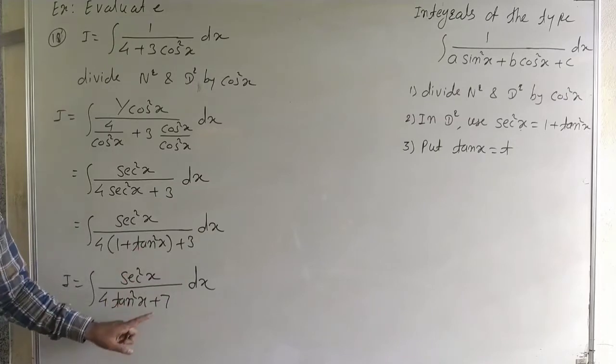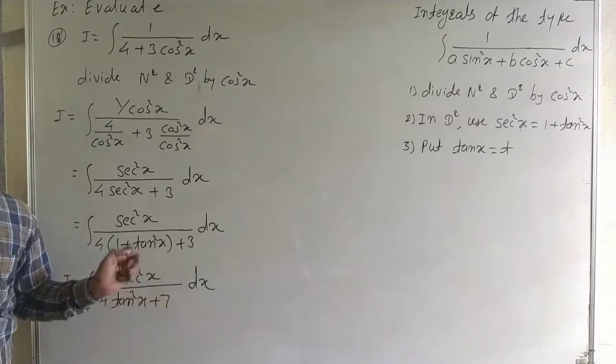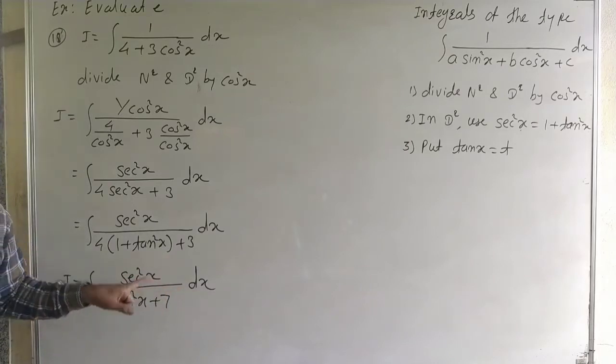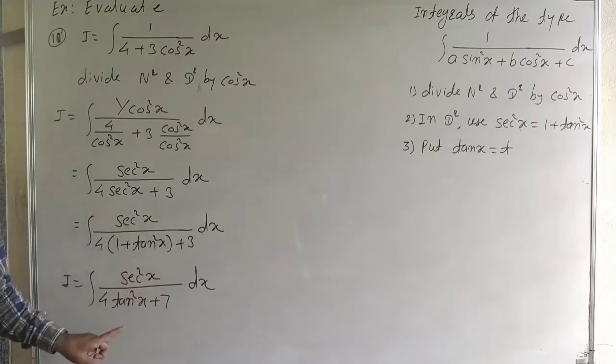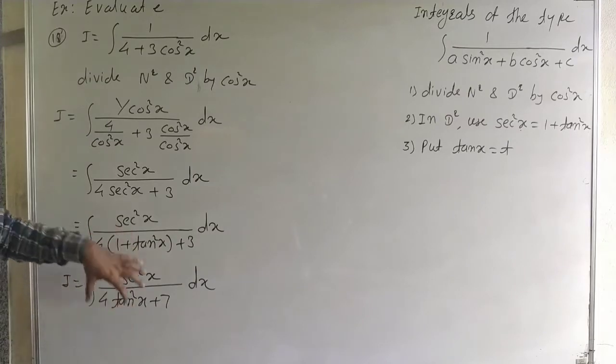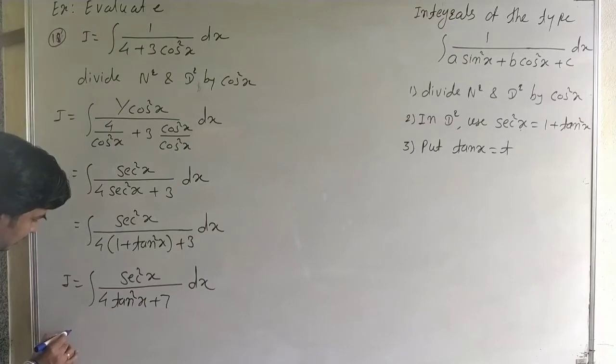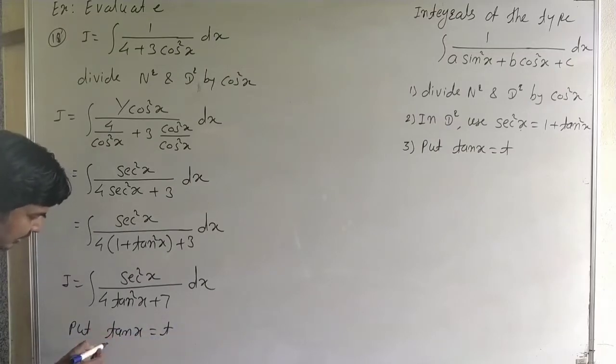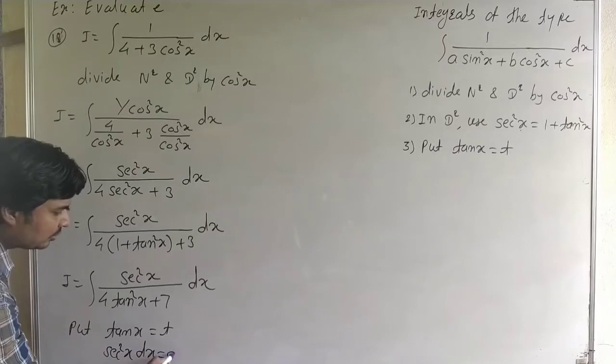See carefully, it is 4 plus 3, it is 7, and it is 4 tan square x. Now here, this example is in the form of substitution: in the multiple of dx it is sec square x, and sec square x is the derivative of tan x, and here it is tan x. So we put the third step: put tan x is equal to t. Then after substitution we take the derivative. The derivative of tan x is sec square x, and here dt by dx, so we can write sec square x dx is equal to dt.